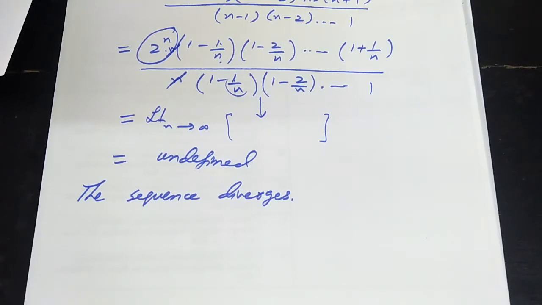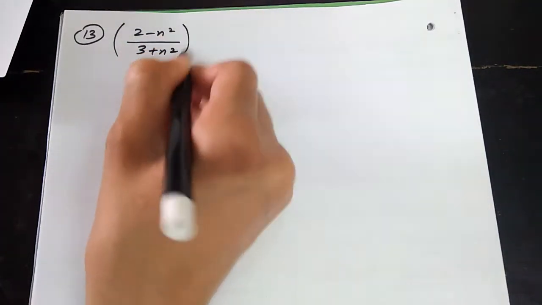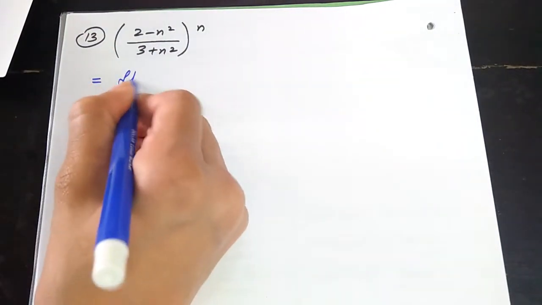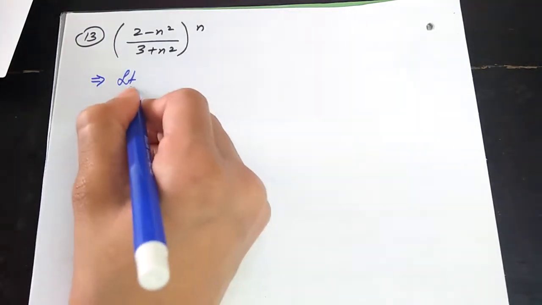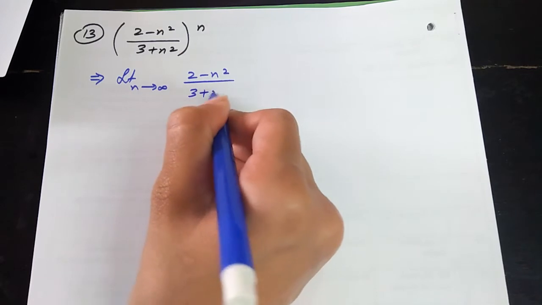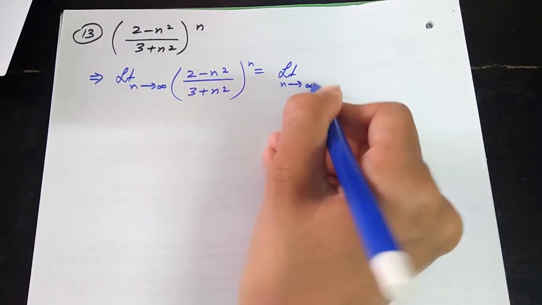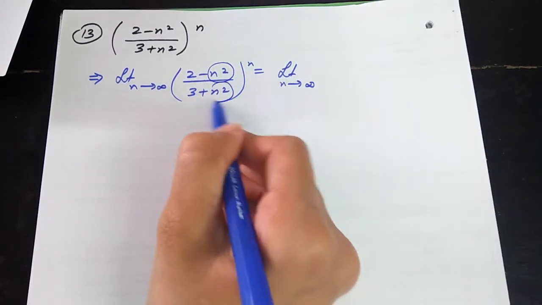Now move on to question number 13. That says we have to check 2 minus n square over 3 plus n square raised to power n. This equals limit n approaches to infinity 2 minus n square over 3 plus n square raised to power n, equal limit n approaches to infinity. I have n square in the numerator and n square in the denominator as well.